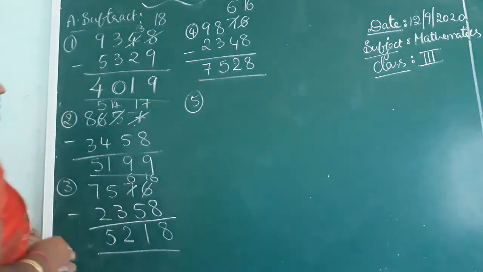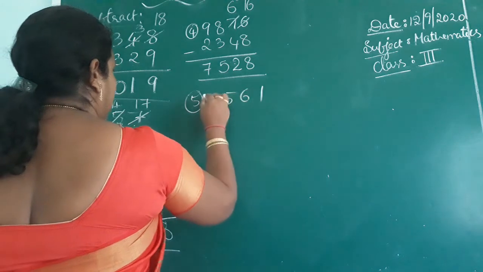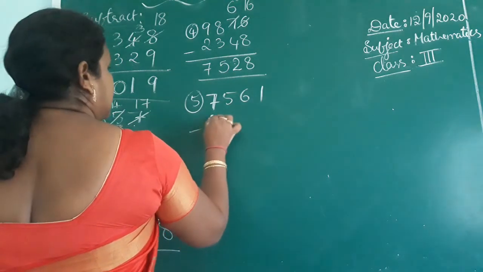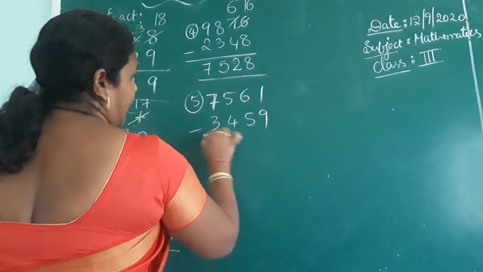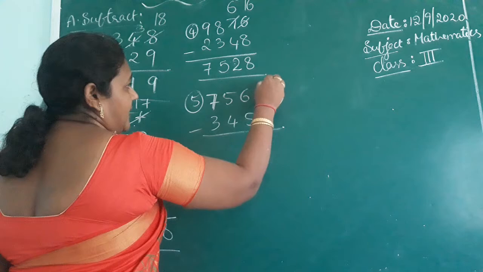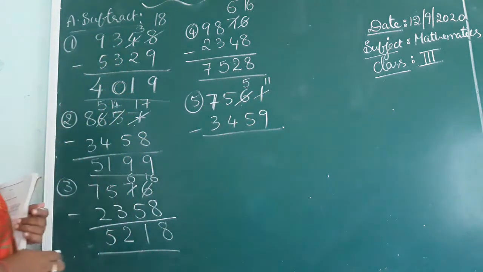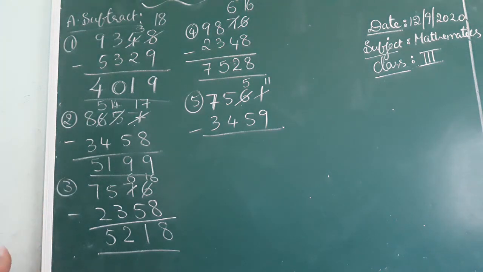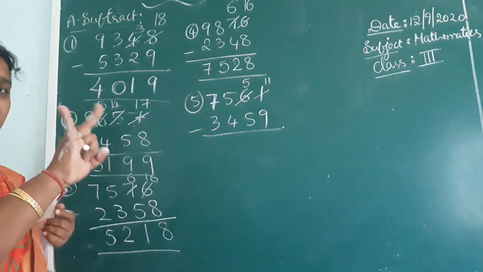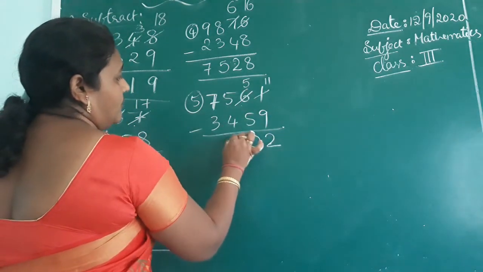See the next one, children, fifth one. 7561 minus 3459. Okay. 1 minus 9. Is it possible to borrow 1 minus 9? No. So you have to borrow from the before. So it is 11, 10 plus 1, 11. 11 minus 9. This number becomes 1 less than 6, 6 minus 1, 5. What is 11 minus 9, children? 9 after 10, 11. So what's left? 2 left. Next, 5 minus 5, 0. 5 minus 4, 1. 7 minus 3, 4.